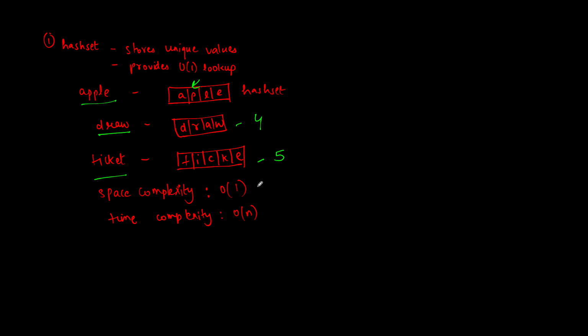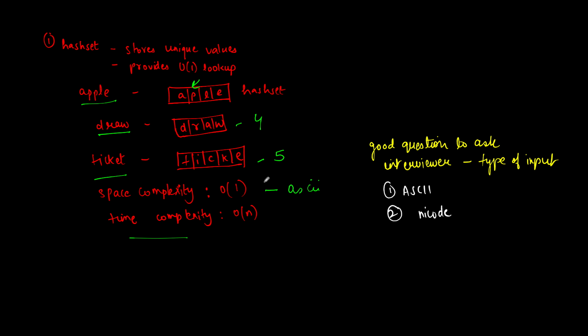Now the space complexity of this solution is order of 1, because we assume that the input contains only ASCII characters, and the time complexity would be order of n. Since the number of ASCII characters is limited, the space complexity is constant, hence order of 1. A good question to ask the interviewer is: what is the type of input?